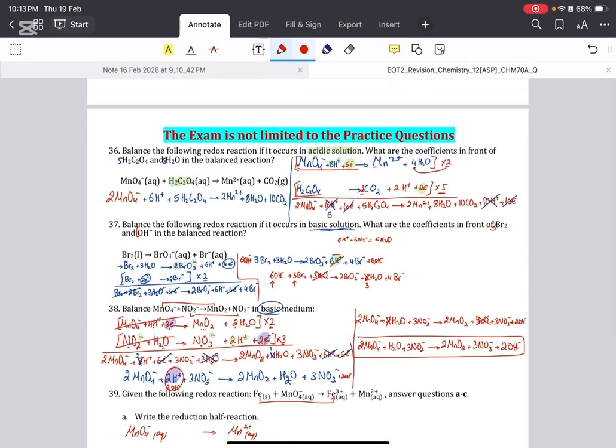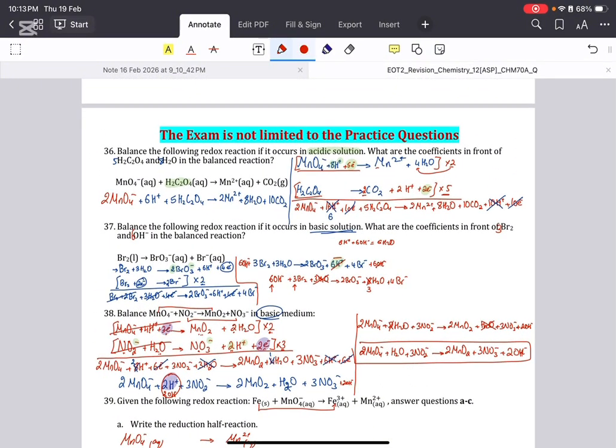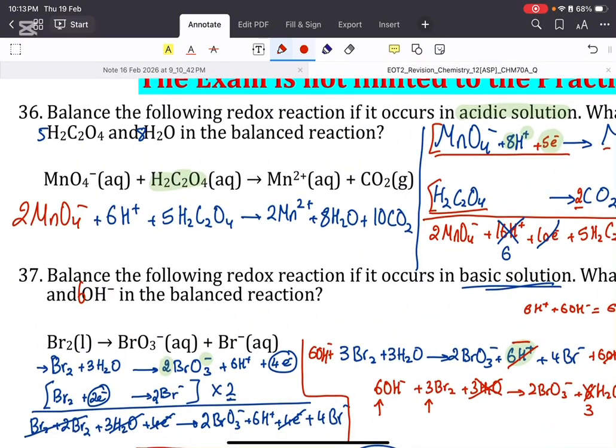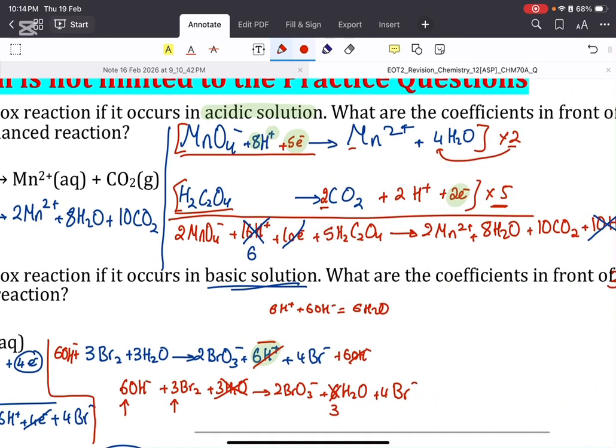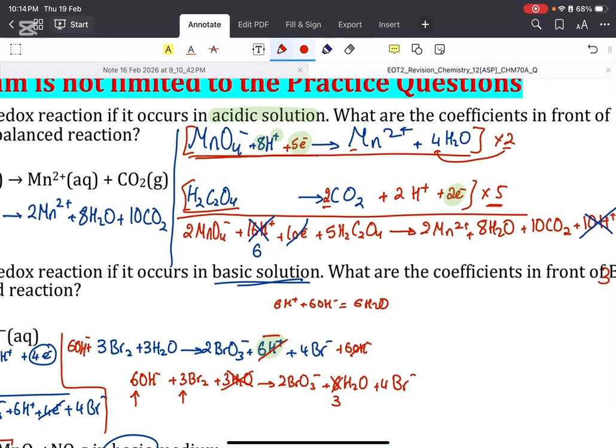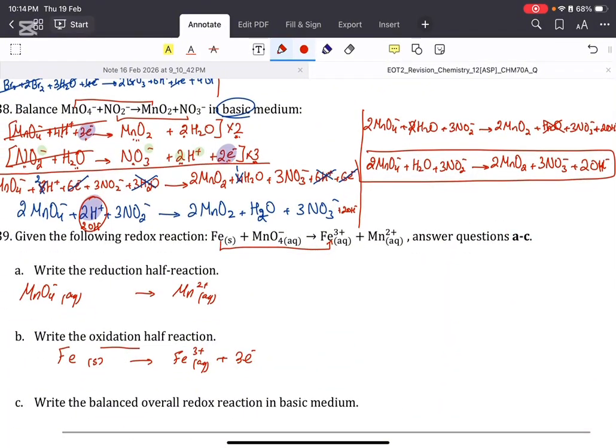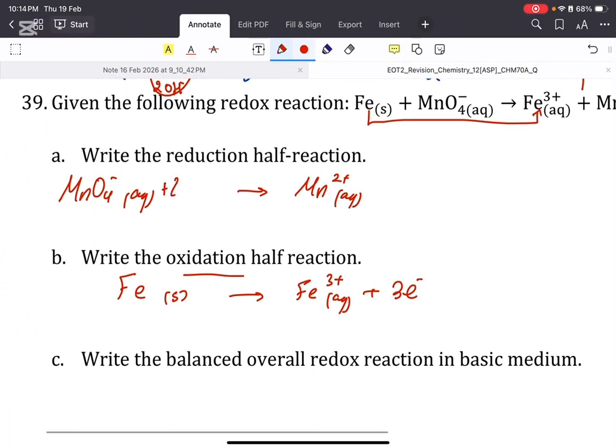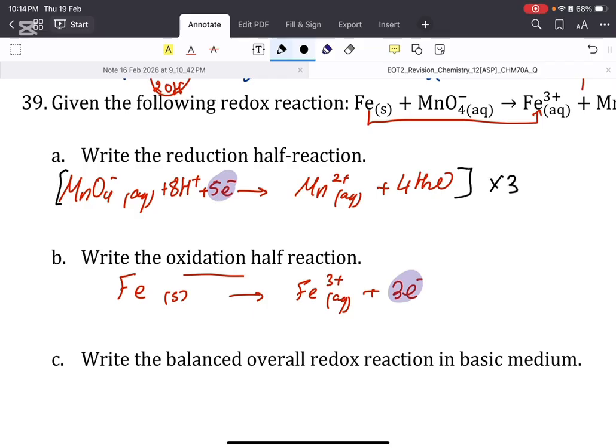Let me see if I did something similar. Yeah, I did it over here. You see this MnO4 minus to Mn2 plus. So I'm just going to copy this one instead of doing it again. So plus 8H plus and 5 electrons. And here I have 4H2O. So now let's look at these two. I have 5 electrons gained and 3 electrons lost. So whenever I do this, I'm going to multiply this by 3. And I'm going to multiply this by 5.